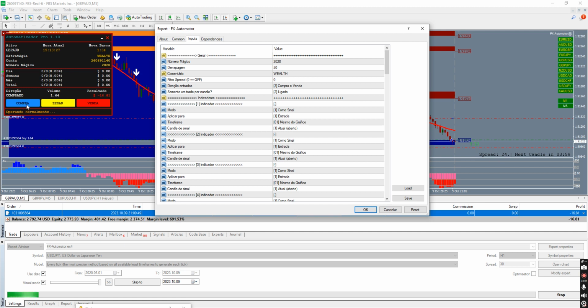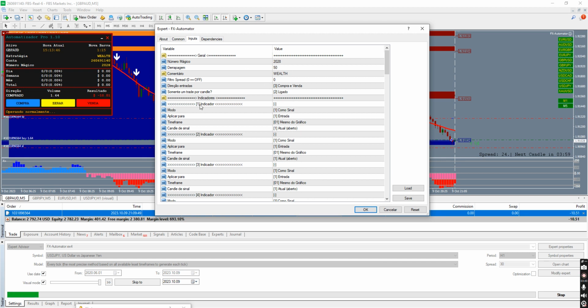Here you can have compra, which means to buy, and venda, which means to sell. I can also close this trade here. I put the commentary so that it will appear here, so that I can know exactly which indicator is trading with this automator. All right, let's keep moving on.